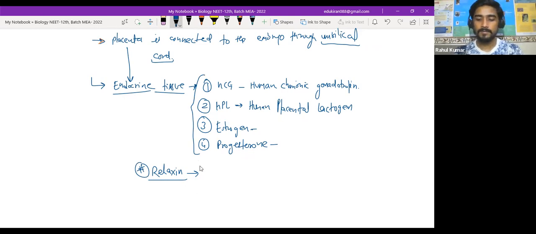Relaxin. Along with, this is the next line. You have written the first line. Relaxin is produced during the later stages of pregnancy, mostly in the third trimester, by the ovary. And relaxin along with HCG and HPL, these three things, are only produced in a female during pregnancy. So these three hormones are exclusively produced during pregnancy and not anytime before or after.